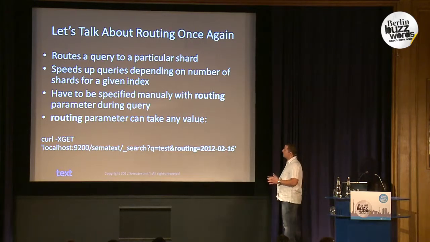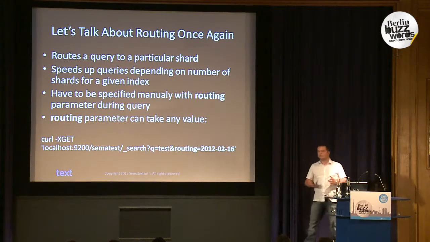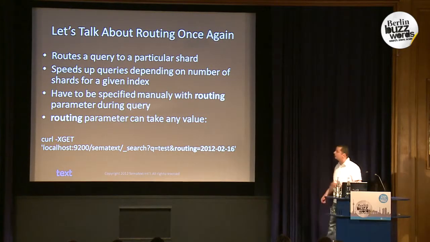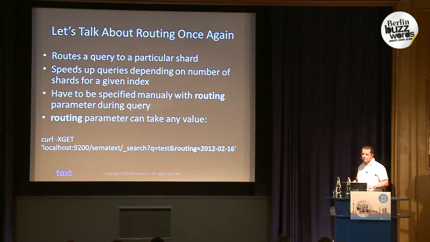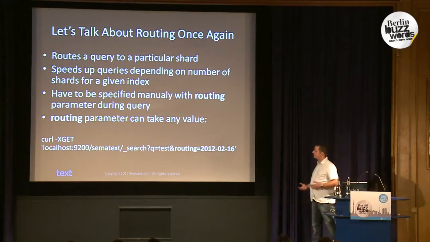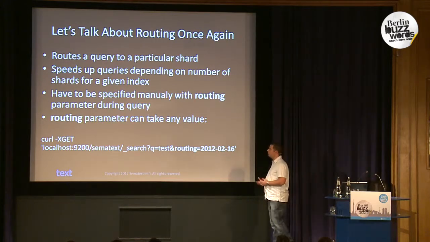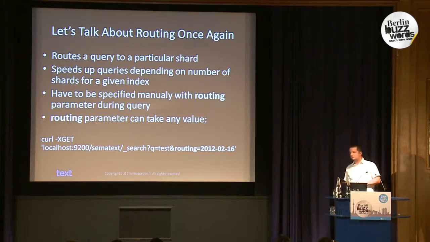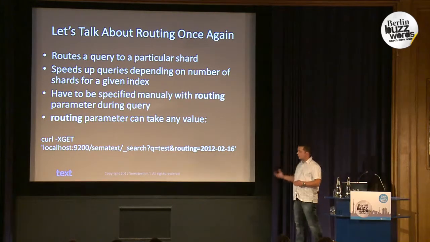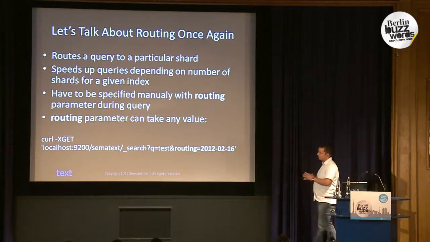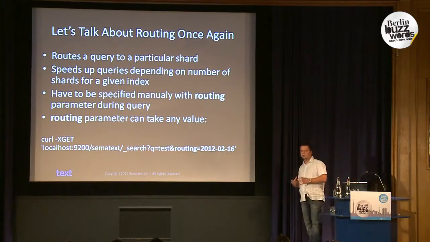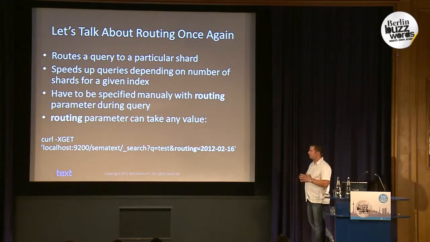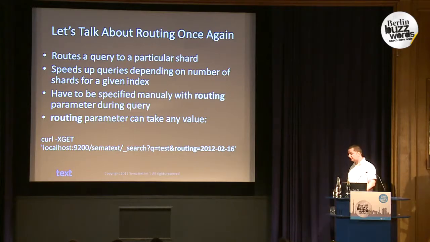Let's get to routing once again. We talked about how routing at indexing time lets you specify a single shard to which the data should be routed. The same goes for query time, when you can specify a routing parameter and let Elasticsearch know which shard of the given index should be queried. Performance-wise, if you can use routing, it's good to use it. For example, I talked about the user. If you know that you will be searching only a single user's data, you can use it and query a single shard of the index.